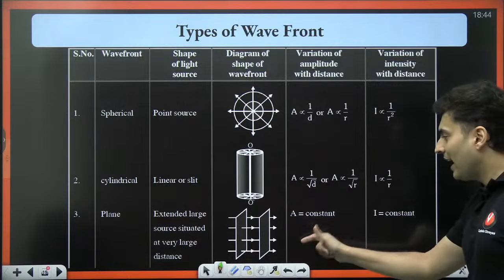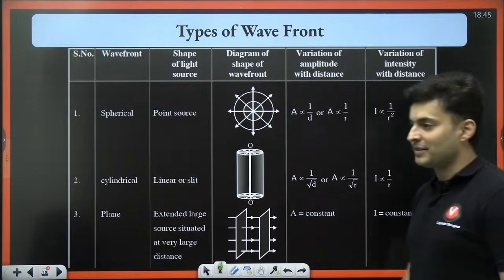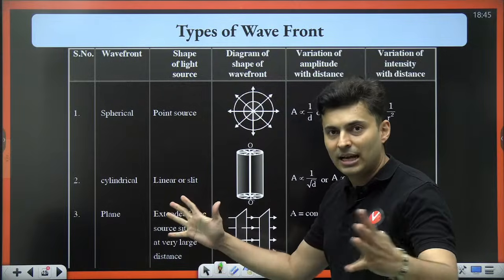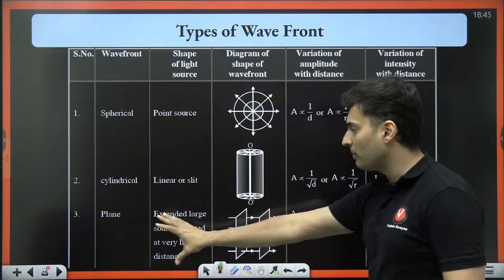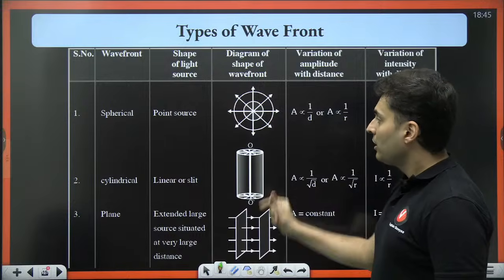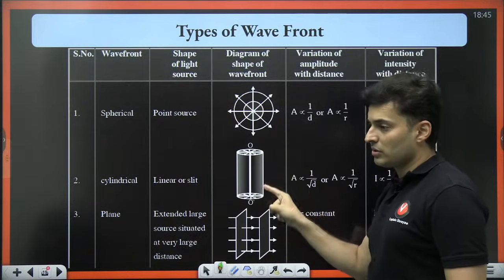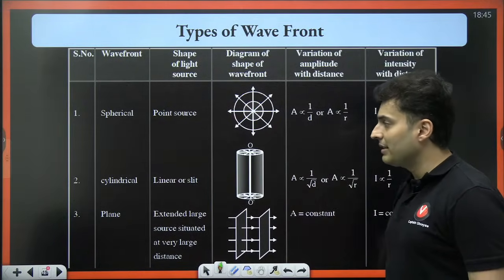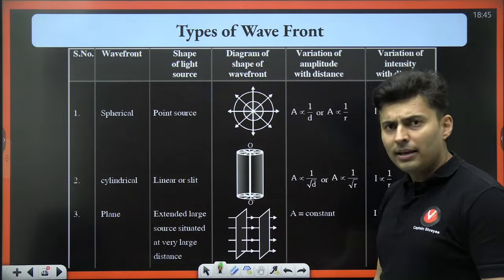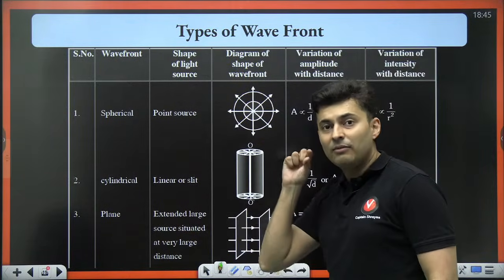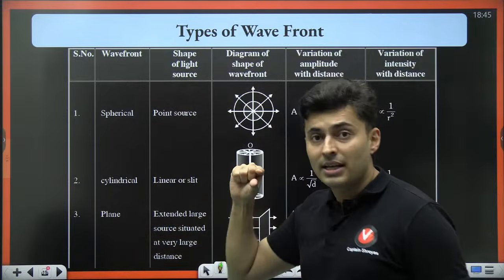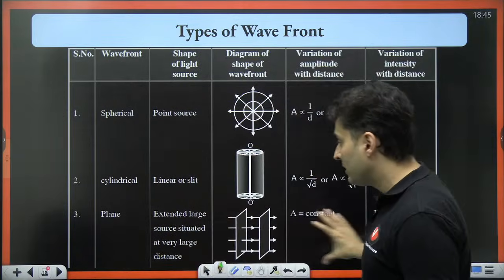Okay, so we have amplitude which is constant and intensity which is constant, because it does not diverge anywhere. So intensity is the same for a plane wavefront, a plane source of light. But there are two other kinds of sources. One is a point source, one is a linear source. How do they look? The example I gave you, a laser beam, is a plane source.